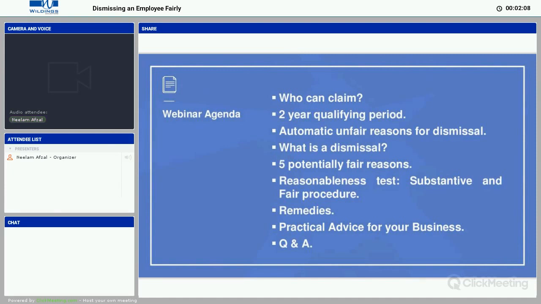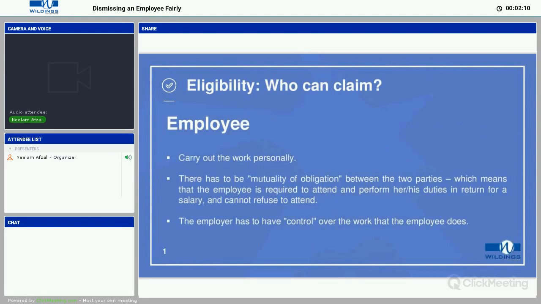So we're going to start off with who can claim. And it's an employee. Now, that looks like an obvious question, but it's not always straightforward. There are a number of cases in the media where the courts have discussed this very issue. In cases you may have heard of, Uber, Pimlico Plumbers, the courts will go behind the documentation, so looking at your contracts of employment, but look at the facts of the situation and decide whether the individuals are employees or genuinely workers, casual workers, agency workers, or self-employed.